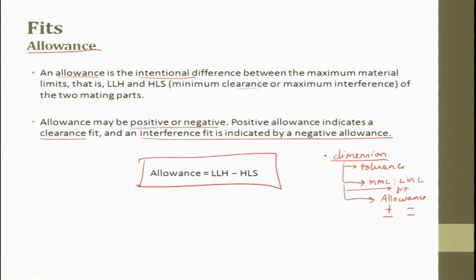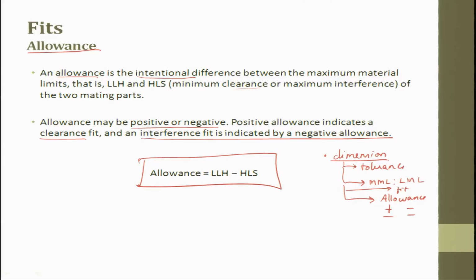So first we saw tolerances, then the maximum and minimum limits. What is the use of maximum and minimum? We are trying to find out the fit, and once you find out the fit, we are trying to find out the allowances. Before that, I would like to put a small schematic diagram.